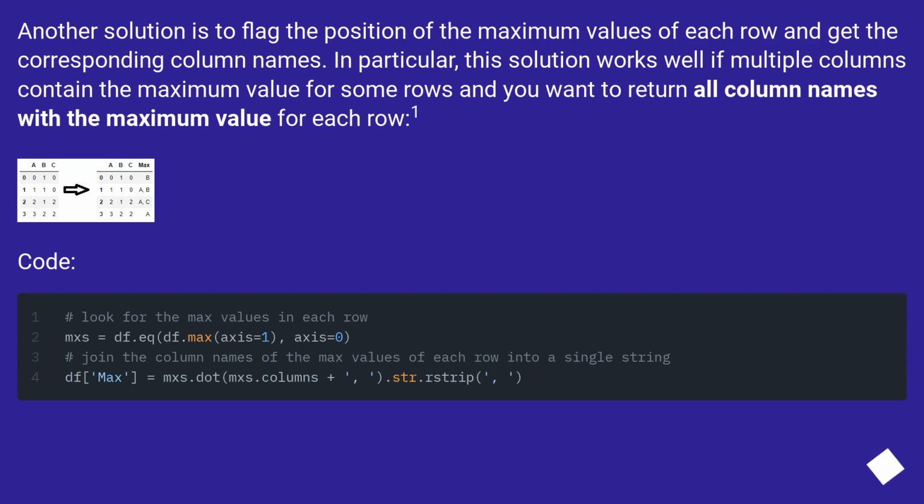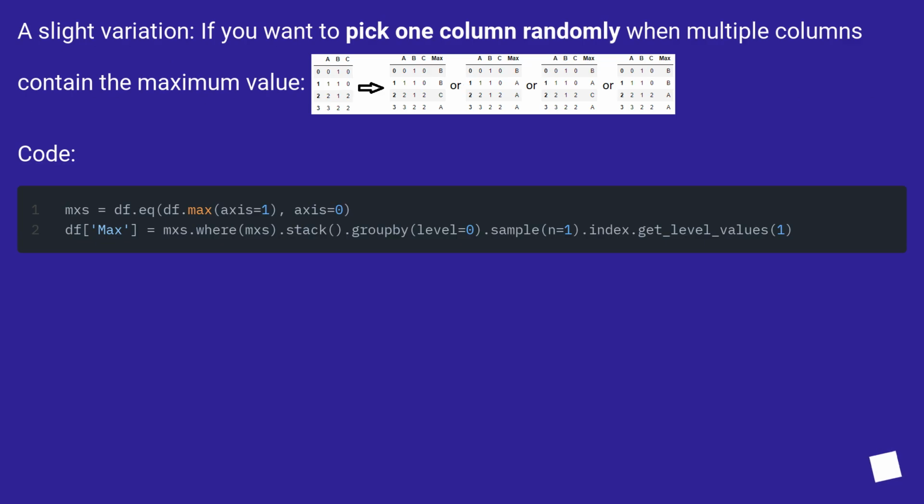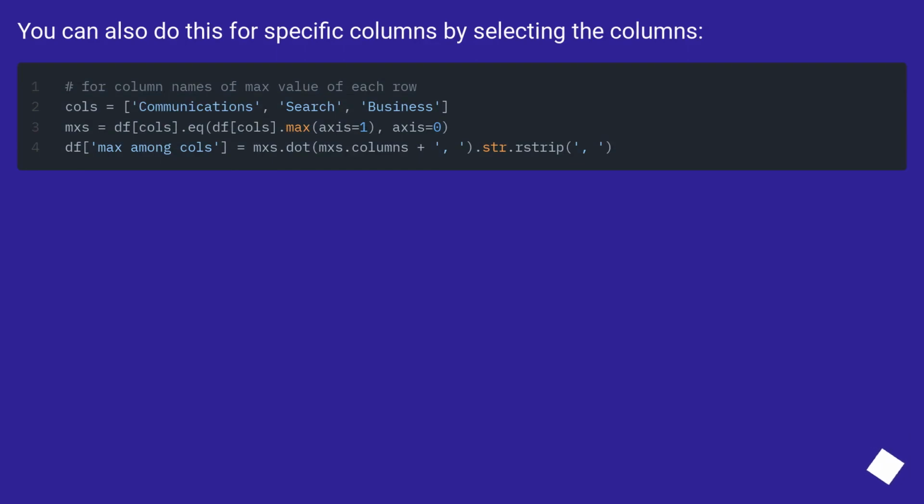Code. A slight variation, if you want to pick one column randomly when multiple columns contain the maximum value. Code. You can also do this for specific columns by selecting the columns.